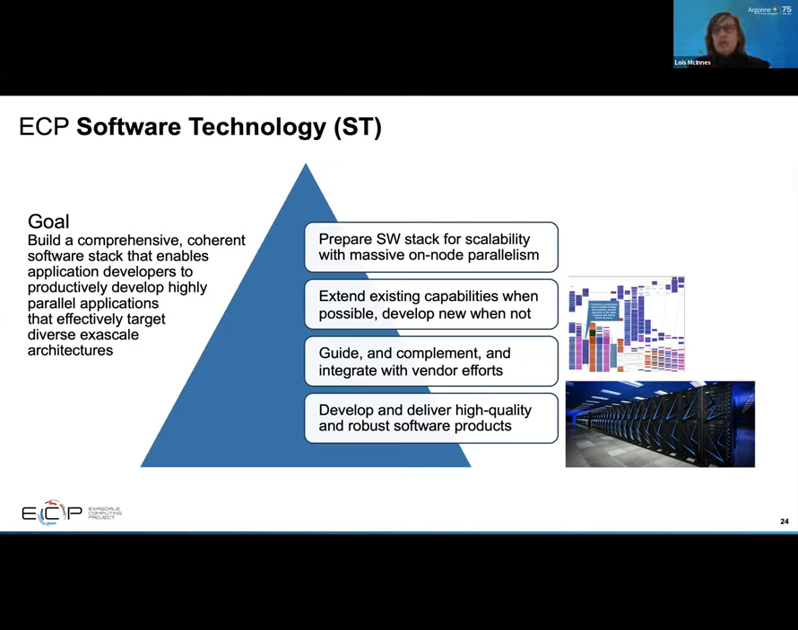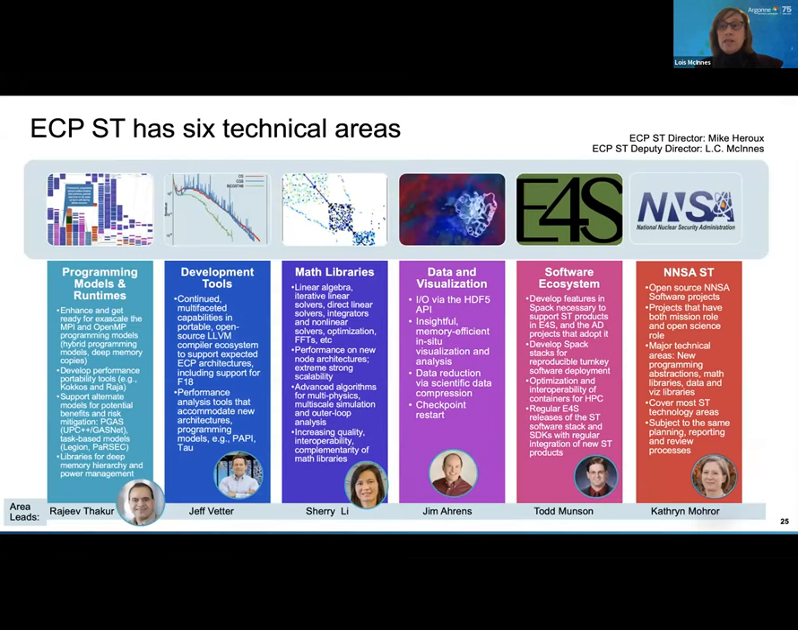This slide introduces the work within the software technology focus area of the Exascale Computing Project, where our goal is to deliver high quality, robust software products in a way that complements what we're already getting from vendors and computing facilities, but developing specific functionality that our ECP applications need, and doing this in a way that makes sense to achieve good performance on our emerging architectures, but yet can be delivered in a way that meets the goals of both the researchers and the end application teams.